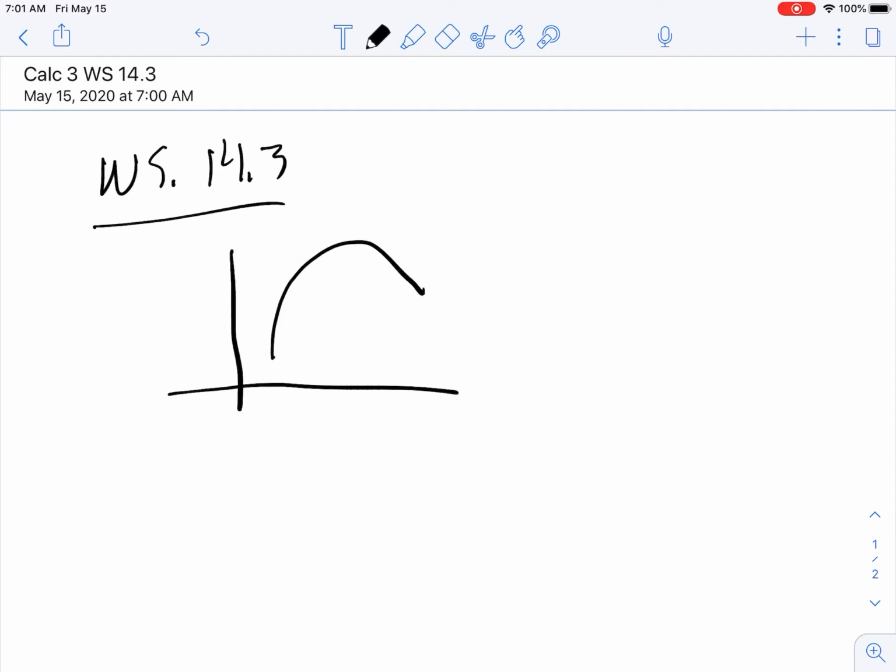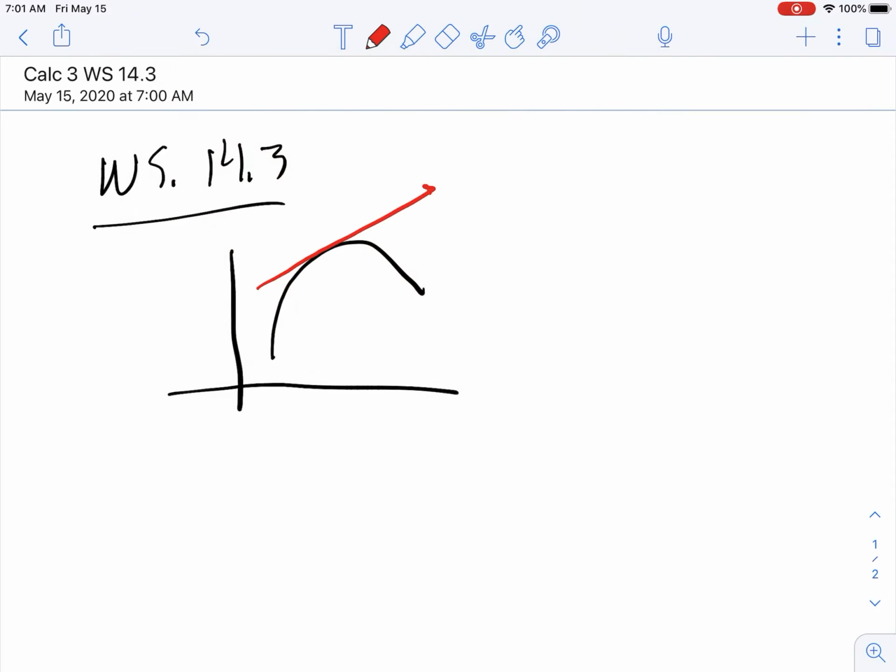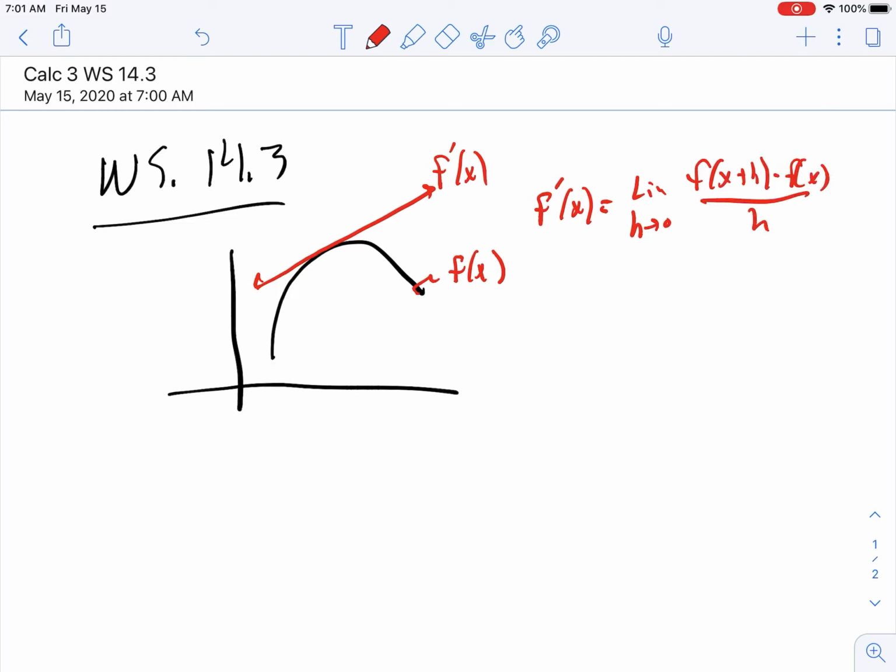If you're doing the derivative of this function here, and say you get a tangent line, and say this is f of x, this would be f prime of x. The way we found that by limit definition, f prime of x would be the limit as h goes to 0 of f of x plus h minus f of x over h. As an example, let's say this function is x squared. Therefore, the derivative of this, f prime of x.